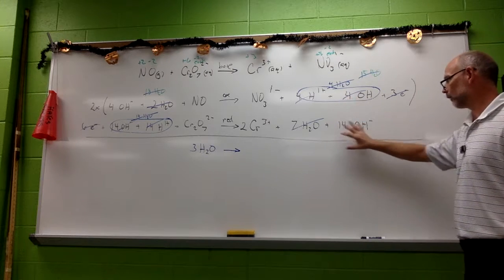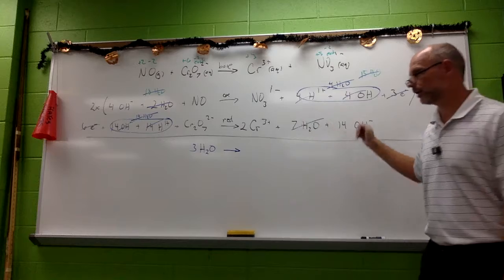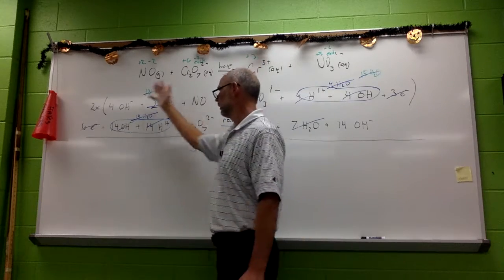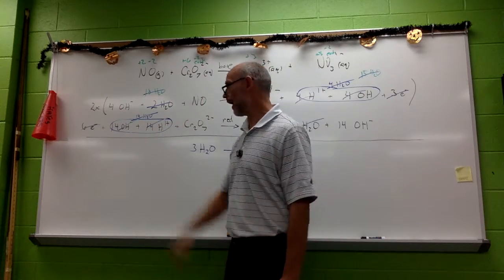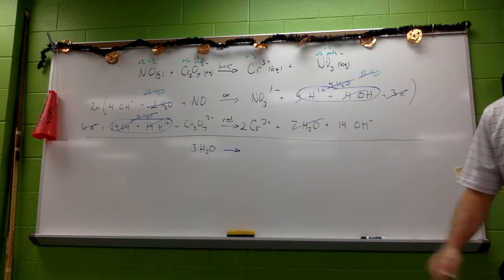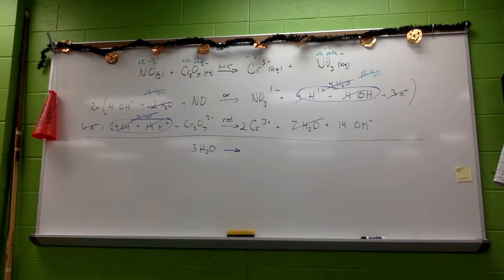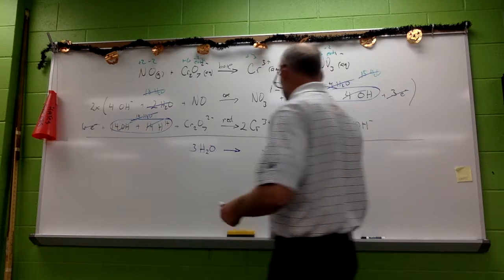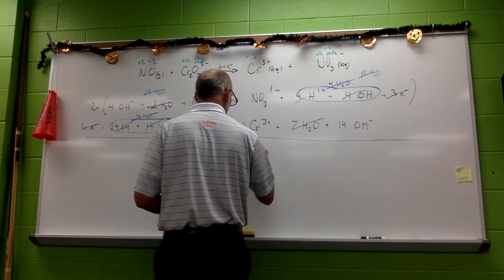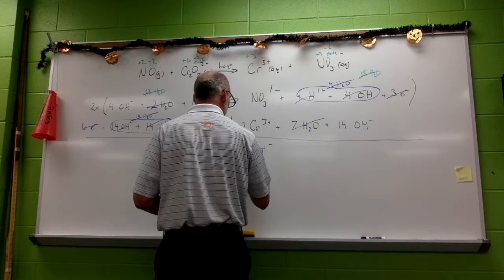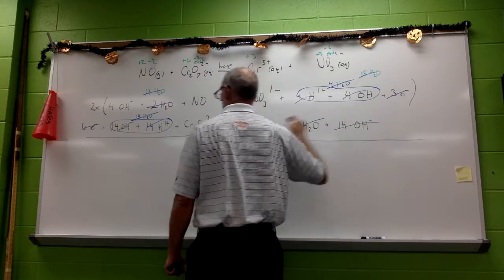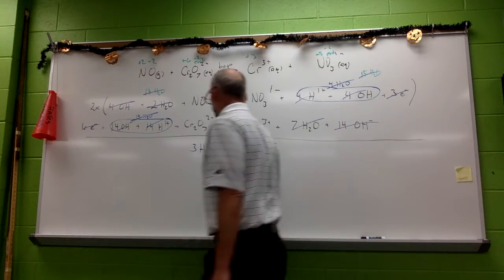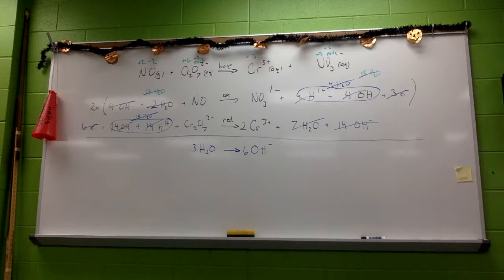We have 14 hydroxides on this side of the reaction. We have 8 on this side. So we have a net of 6 hydroxides on the product side. I like to get those two things out of the way as quickly as possible, because now the rest of it just becomes move it down.